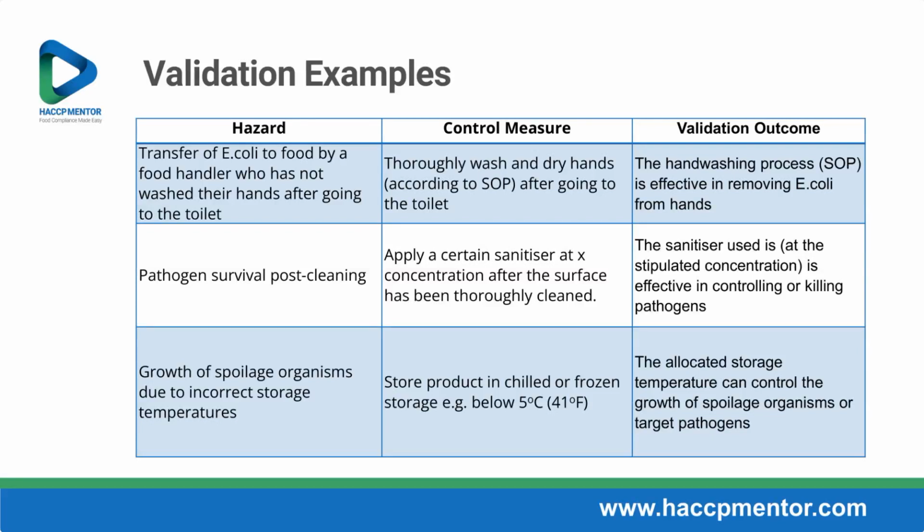Some other ones you may have heard of, using CIP systems to clean processing equipment. That is another one you'd need to validate. Again, you'd go back to the manufacturer of that CIP system, the chemical supplier of the chemicals being used in that system to provide that validation.